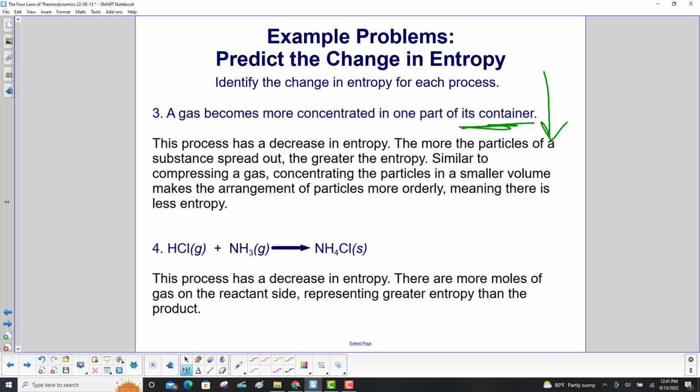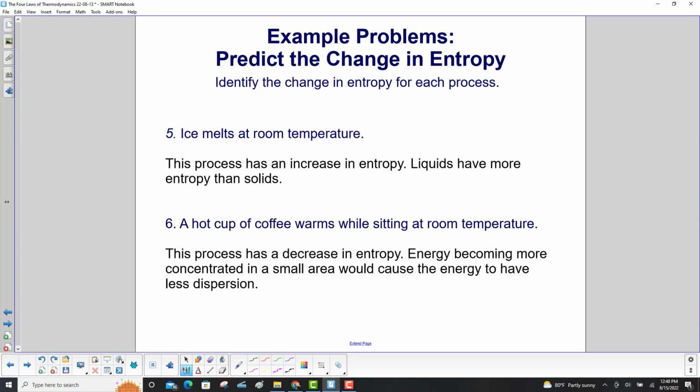And the last one here, we've got hydrogen chloride, a gas, ammonia, a gas, turning into a solid, ammonium chloride. This has a decrease in entropy. There are more moles of gas on the reactant side, right? You have 2 moles here and 0 over here. Remember, we don't deal with the solid. We're just talking about moles of gases. So we have a greater entropy on the reactant side, and the entropy is decreasing.